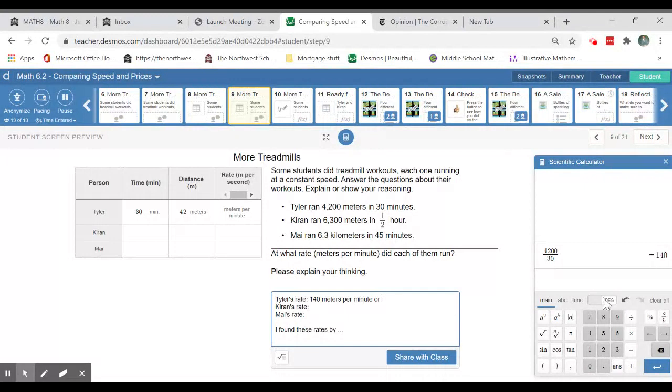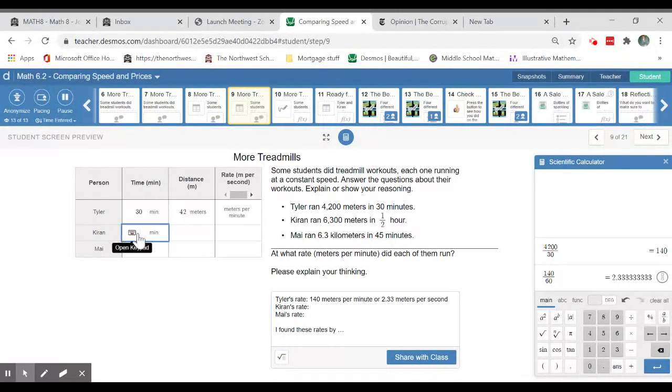We could also take this number and divide it by 60. If it's 140 meters in 1 minute, and we divide by 60, then that's going to be 2.3 meters per second, about 2.3. So if you got 2.3 meters per second, I would accept that as a correct answer because it's the same speed.